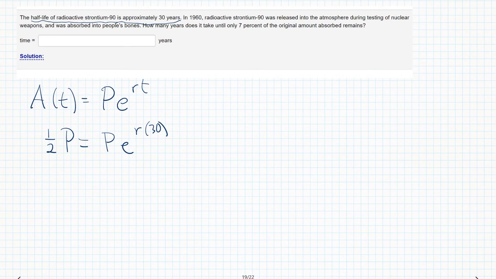So maybe we can find r, and that'll allow us to work with that last piece. So now, in order to solve for r, we're going to have to do a couple things. First, we got to get rid of P. How do we do that? We divide both sides by P.